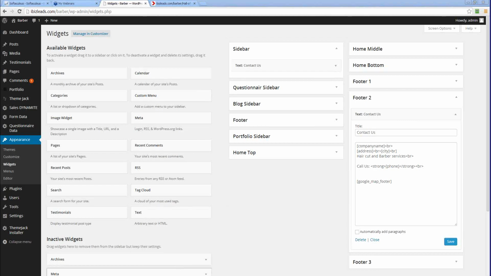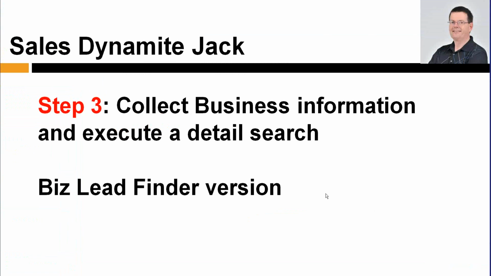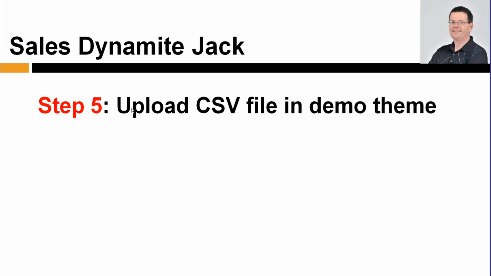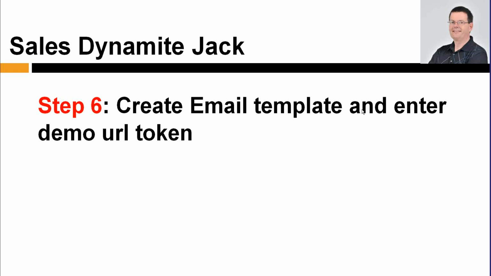So let me go to the next step. I already did it. Export local team Jack CSV file and enter demo URL. Okay. Upload CSV file in a demo team. Already did that. Create email template and enter the demo URL token. Okay, so this takes some work. Let me do this.